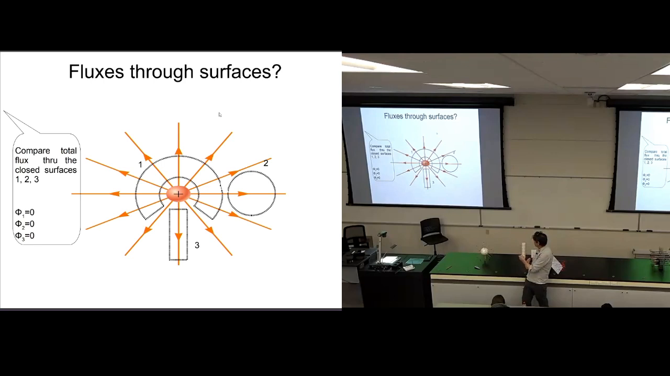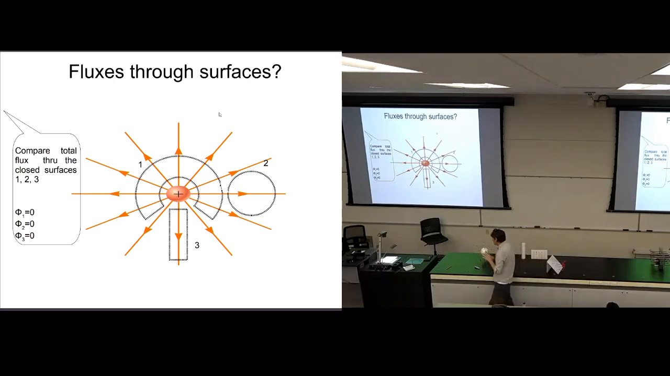We're imagining three surfaces that are immersed in the field of this charge. There's this surface, I labeled it number 1, a horseshoe-shaped surface. There's this surface over here, a spherical-shaped surface. I labeled it number 2. And there's this third surface down here, a rectangular-shaped surface. I labeled it number 3.